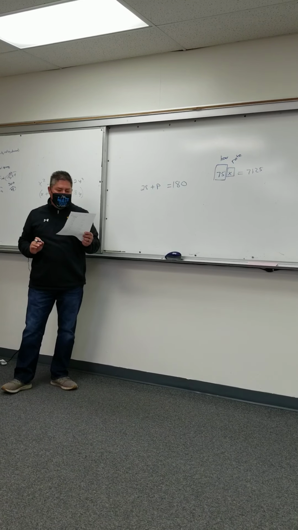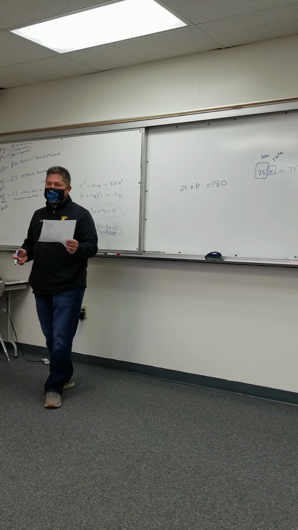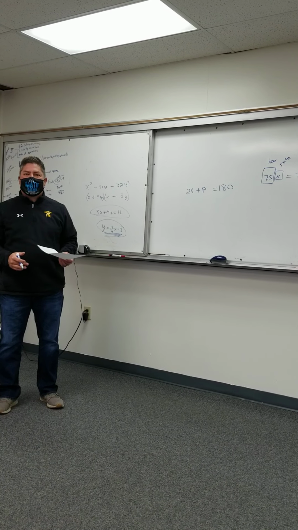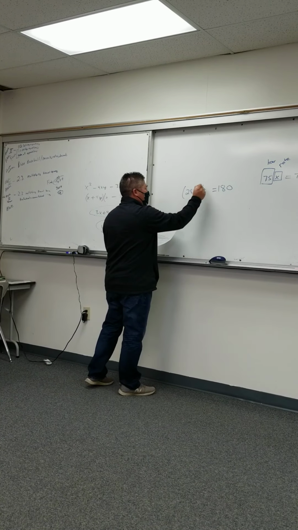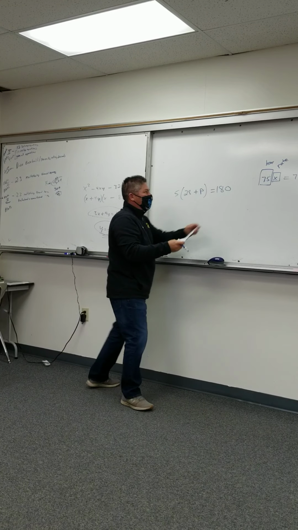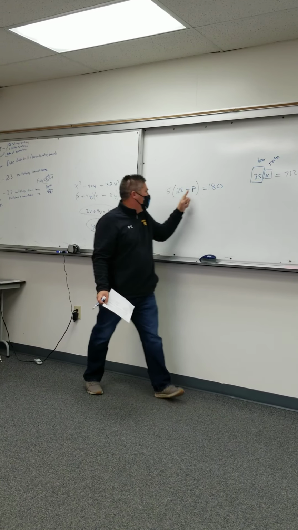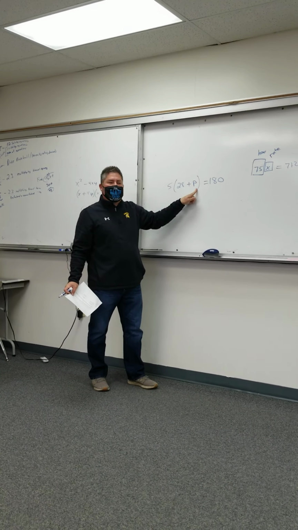How do I include the 5? How do I include the 5? What do you think, Dakota? Times this by 5. It's a lot like this one, right? This is the rate to get in. 28 plus P is the rate to get in.